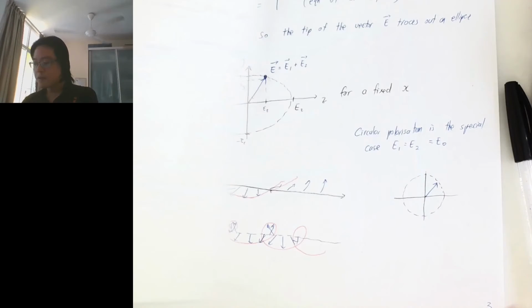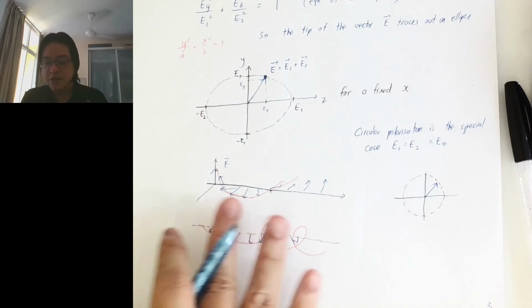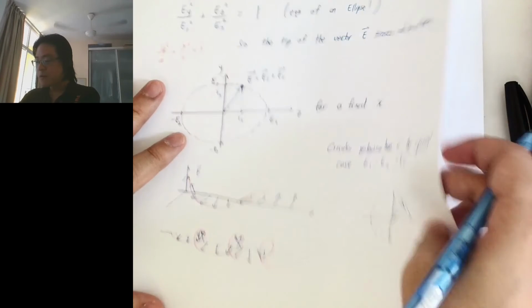Okay, so pretty straightforward, right? If we keep track of what is happening with the E1 and E2. So just follow what happens to E1 and E2.